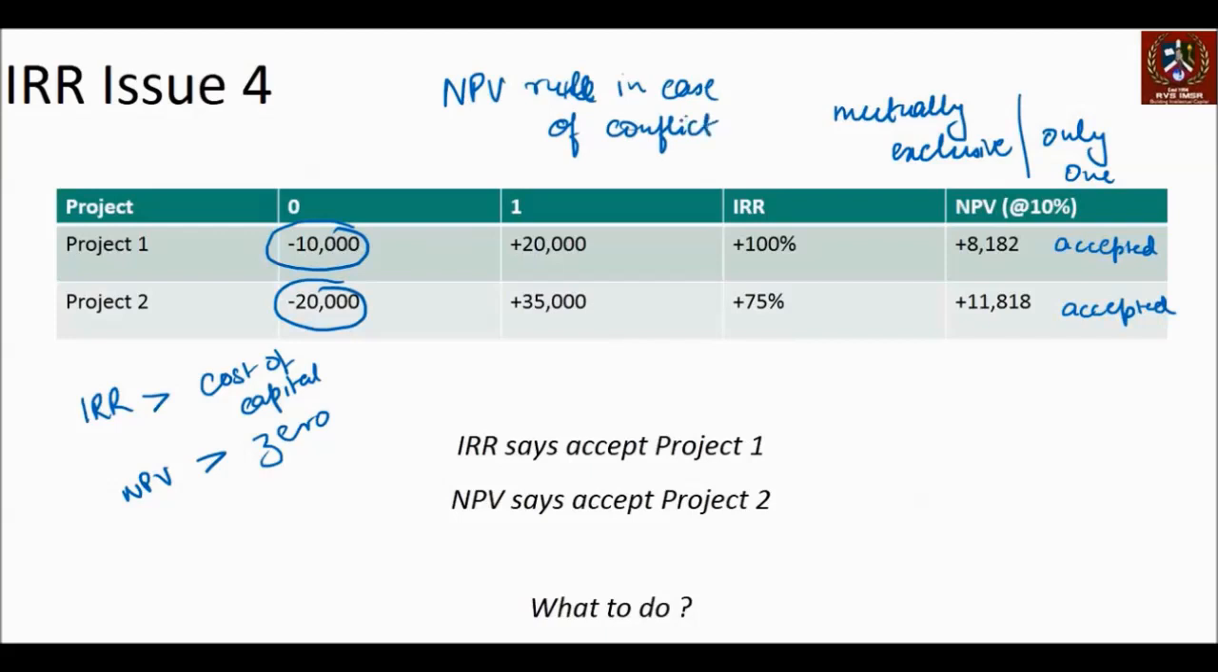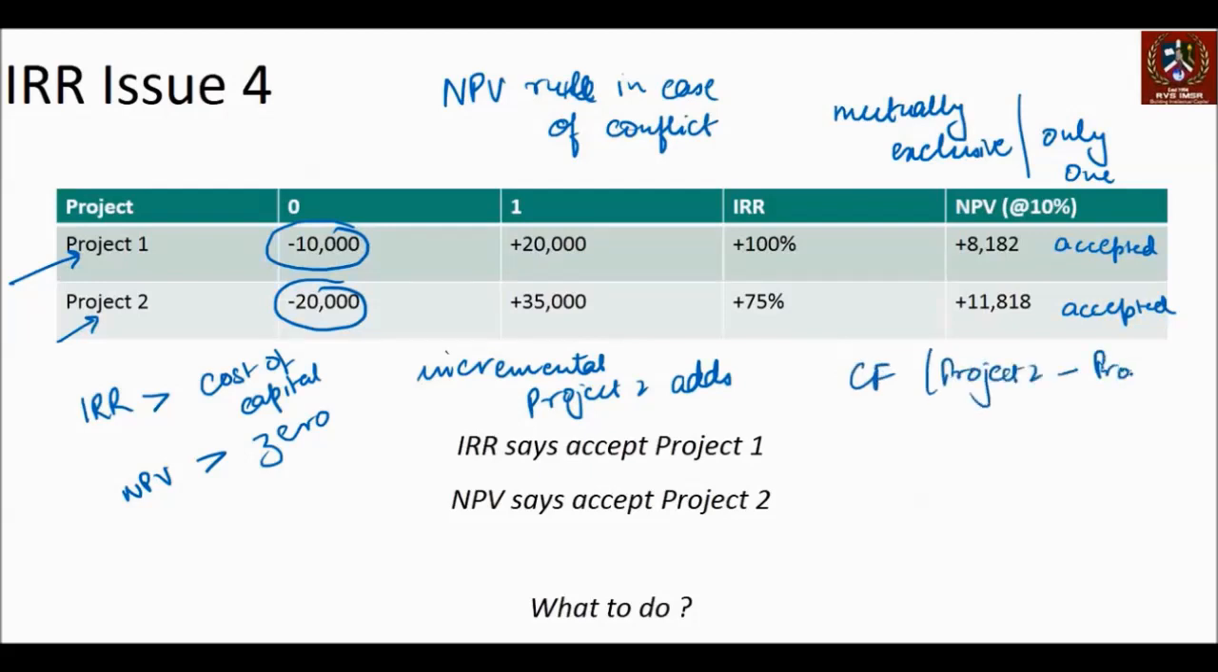The other thing you can do is, in this particular case, let's assume you choose project 1 and you leave project 2. Project 1 has to be chosen, that's fairly clear. Now let's assume that you're trying to find out the incremental value that project 2 adds. How do you find the incremental value that project 2 adds? I need to find out the cash flows of project 2 minus project 1. That's the incremental value that project 2 adds.